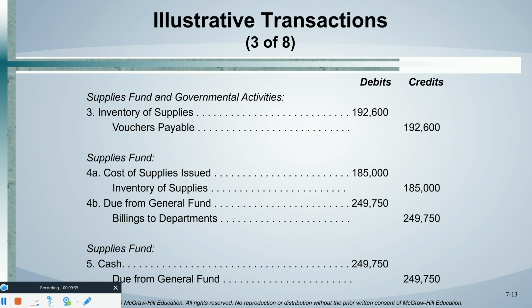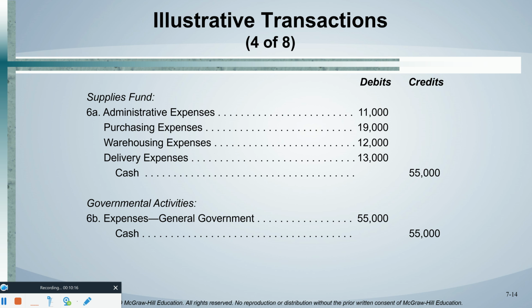And at the same time, we need to record the sale. So the sale would be debit to this receivable account. And since it's an internal receivable, the debit goes to due from general fund, and we will credit a revenue account. And in this case, we're going to call the revenue account billings to departments. Don't let the fancy name of the account bother you or confuse you, the billings to departments is simply the revenue account. And then subsequently, after the billing, you can see journal entry 5, the supplies fund then collects from the general fund by a debit to the cash and a credit to the receivable.